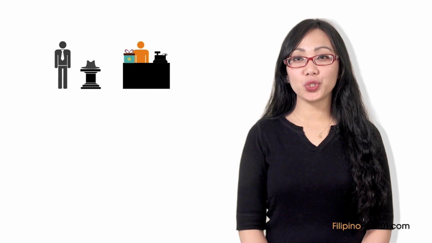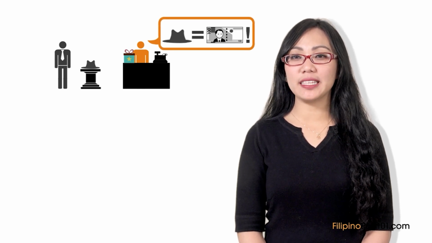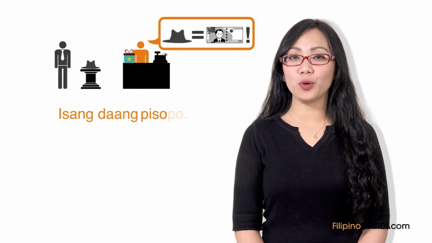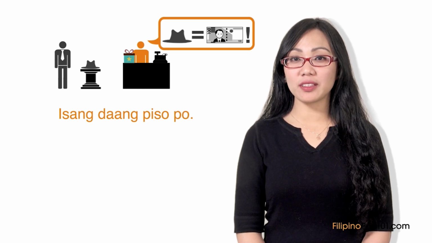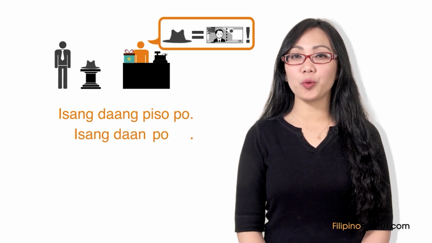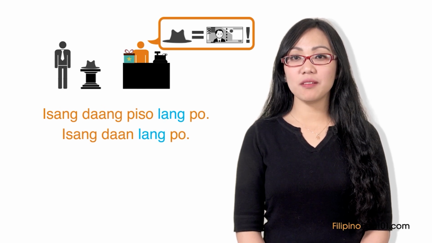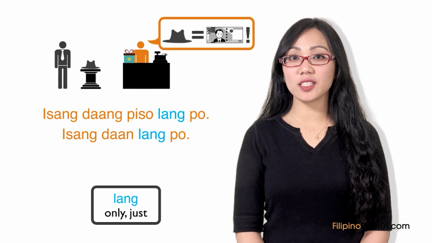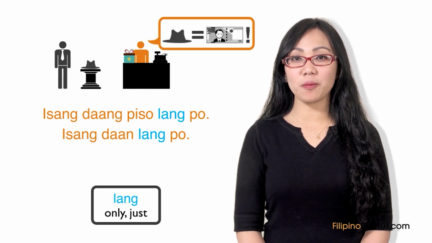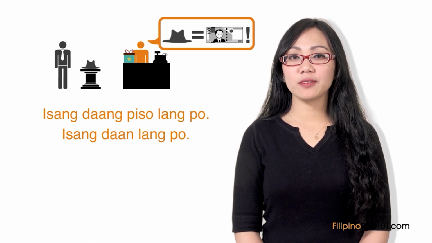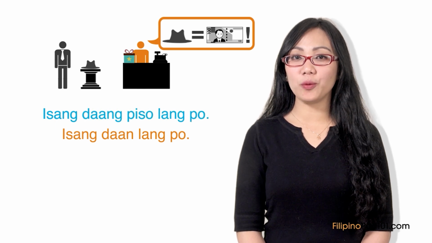The shopkeeper will usually answer by simply saying the price. 100 piso po. Or even the price without the peso. 100 po. You might also hear them use the word lang, meaning only, or just, to imply that the price is cheap. For example, 100 piso lang po.